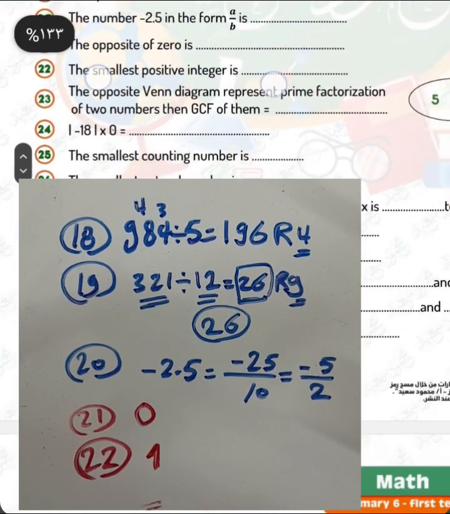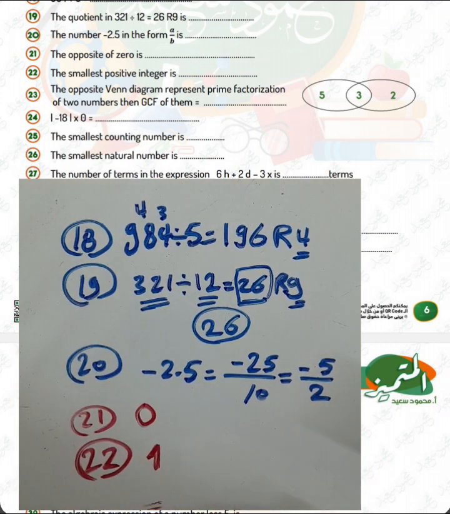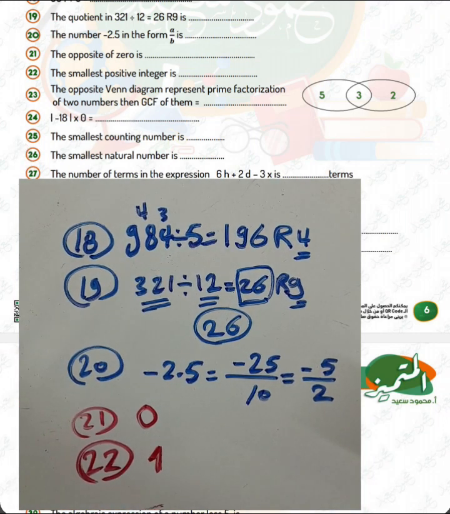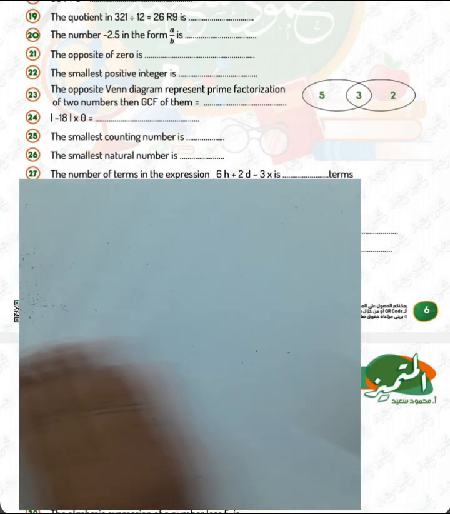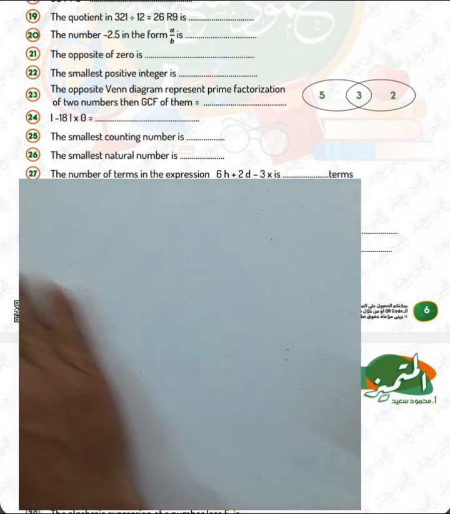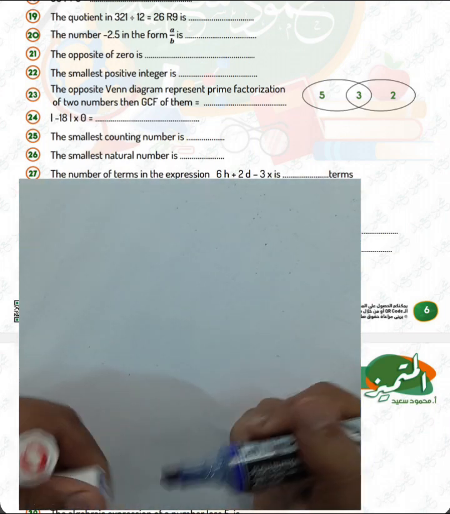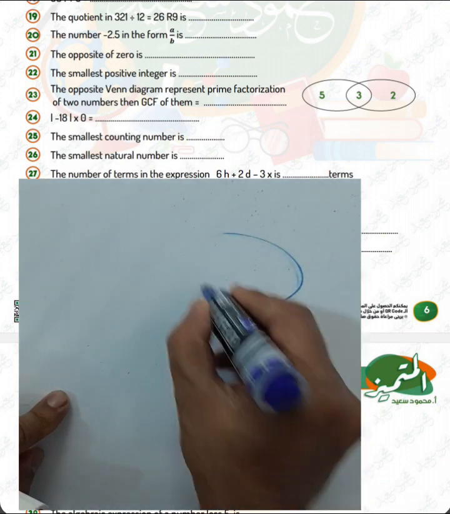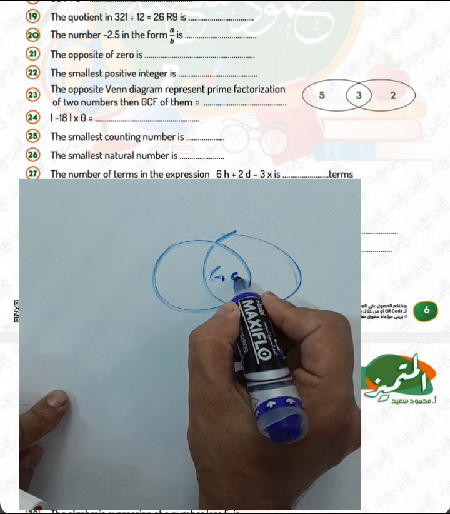Question 23, the Venn diagram represents the prime factorization of two numbers, then the greatest common factor of them equals what? Equals 3. Okay, we can find the greatest common factor between two numbers here by looking at the common factor, the intersection, about this part. The two circles' intersection is this part. We call this part the greatest common factor between two numbers.